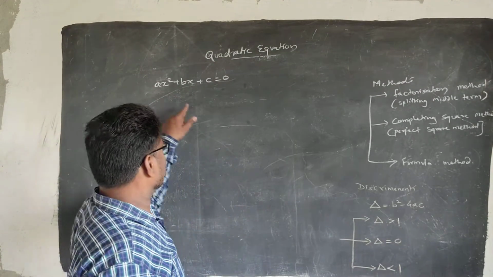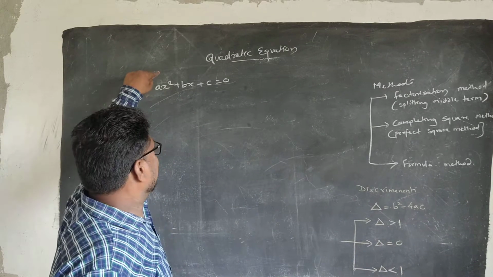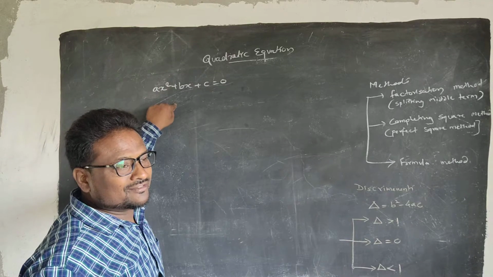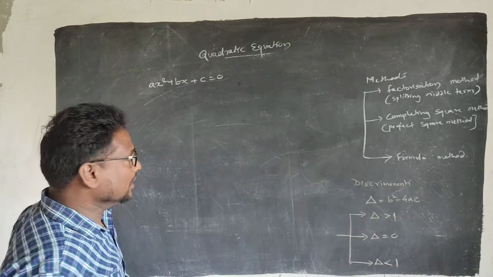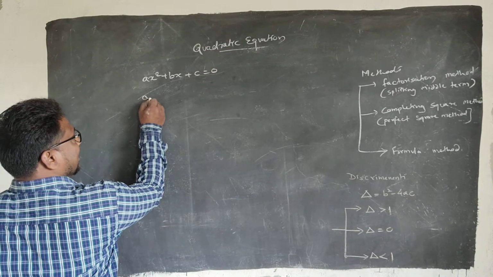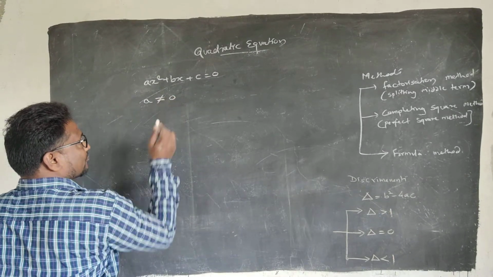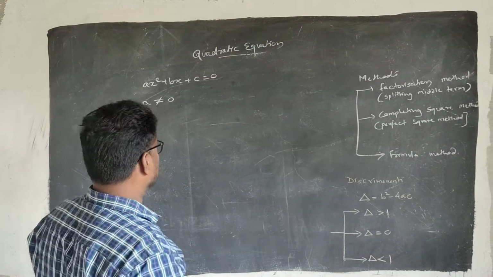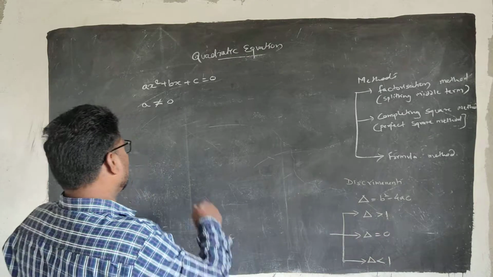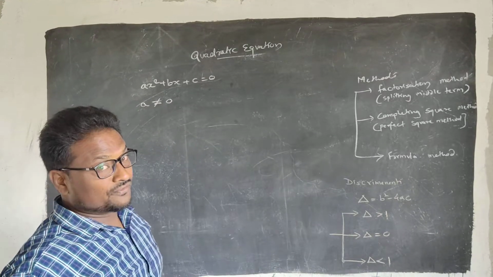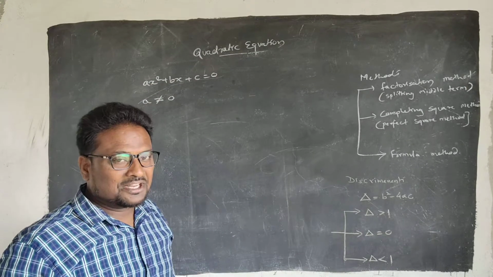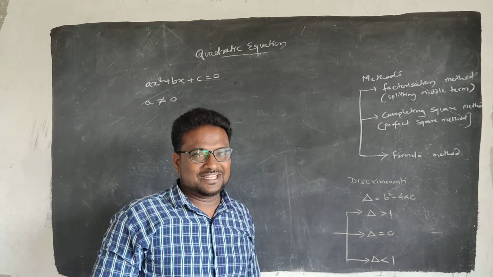In a quadratic equation of this type, the power of x is 2, and we get 2 answers for this quadratic equation. The very important point in quadratic equation is that a is never 0. A is never 0. B and C can be 0 or not. But A is never 0. If A becomes 0, the equation comes out of quadratic equation and it goes into linear equations.